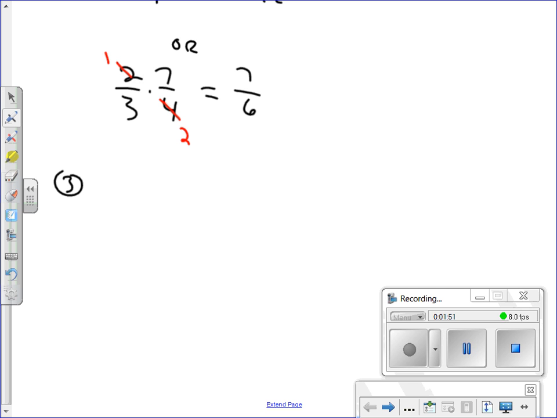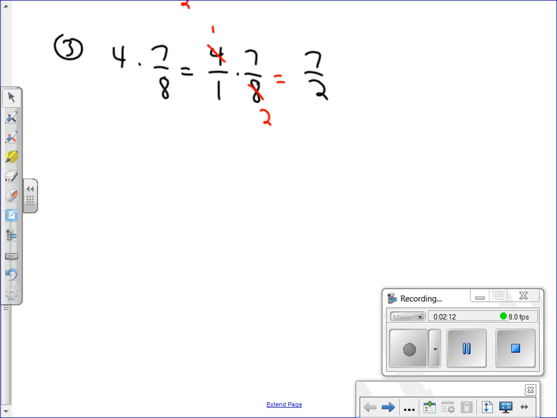If you have a whole number involved, you typically want to write that whole number over 1, just to keep everything straight. And again, I'm going to do this by cross-reducing. I'm going to divide the 4 and the 8 by 4, and that gives me an answer of 7/2. Okay? Sometimes you can reduce more than one thing.